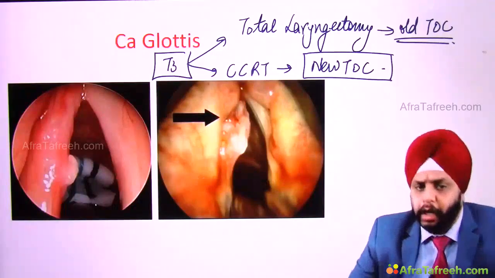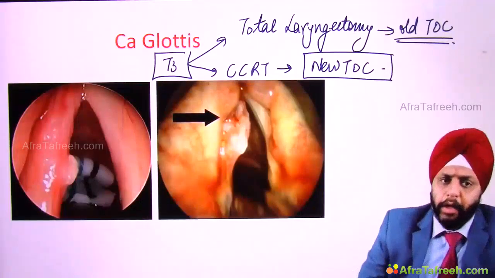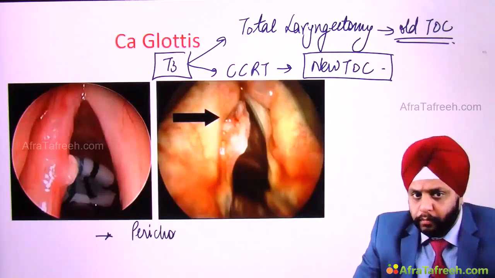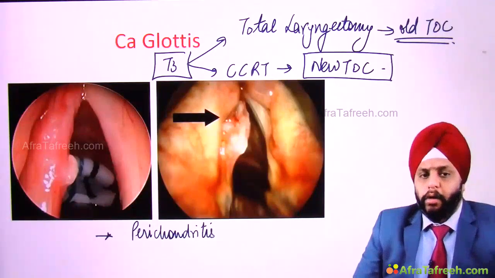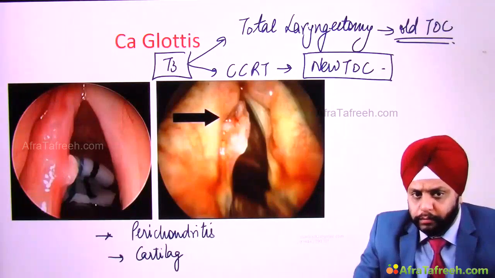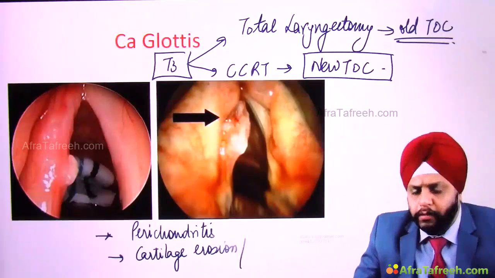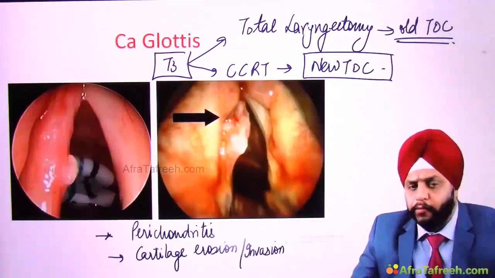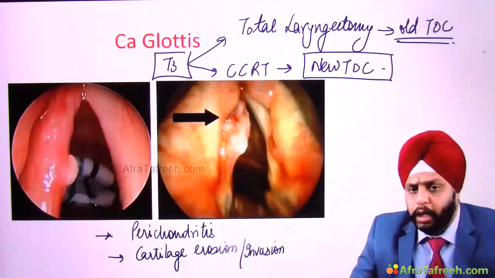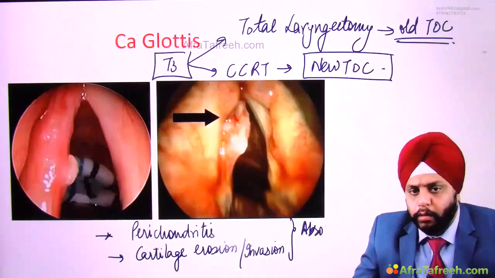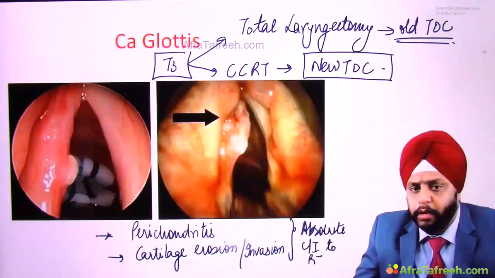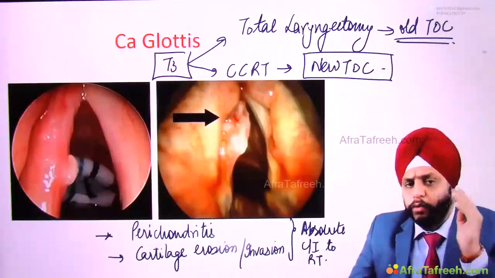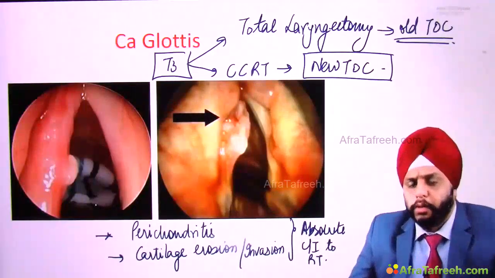Now, when we will not give CCRT in T3, now remember, CCRT, concurrent chemoradiotherapy, is not given if there is perichondritis. Okay, so remember perichondritis, or the question says there is cartilage erosion. So there is an invasion into the cartilage. Erosion will happen only when there is invasion. So there is cartilage erosion or invasion, or there is perichondritis. Perichondritis also represents that malignancy has now almost gone into the cartilage. This is an absolute contraindication to radiotherapy. That means you have to go and do surgery. So if there is perichondritis, there is cartilage erosion or invasion, you have to do total laryngectomy. It's an absolute contraindication to radiotherapy.